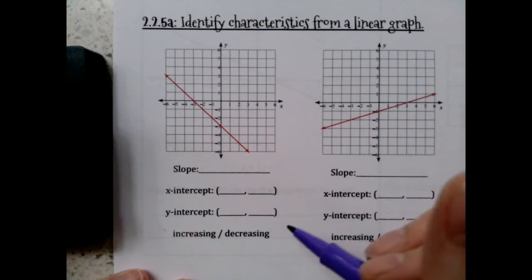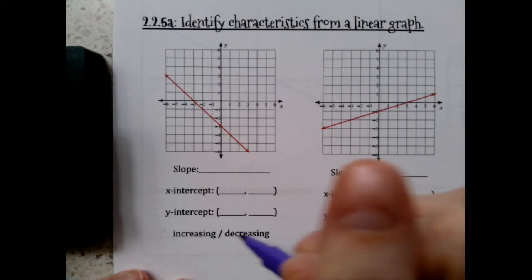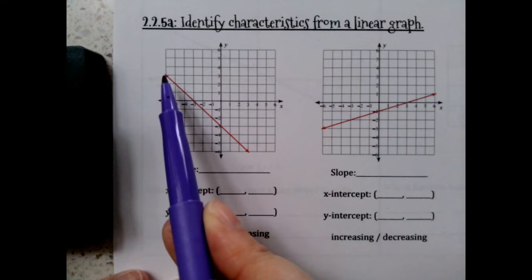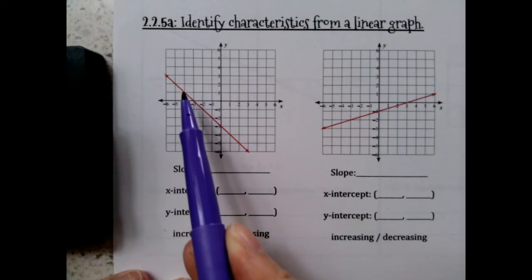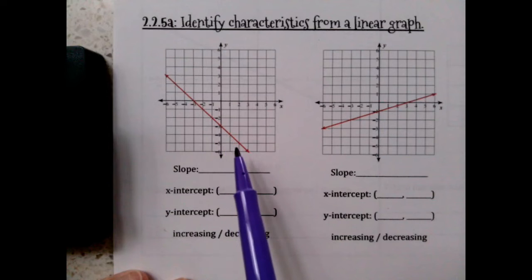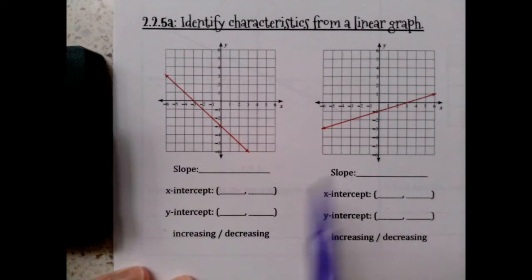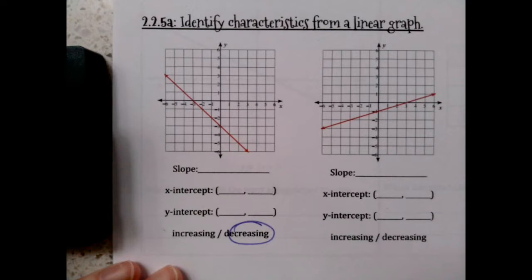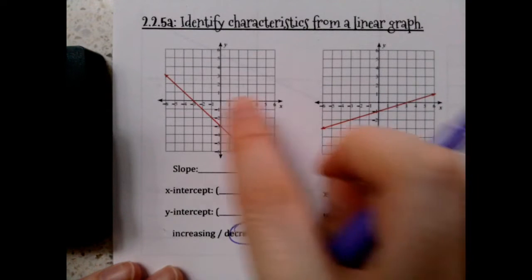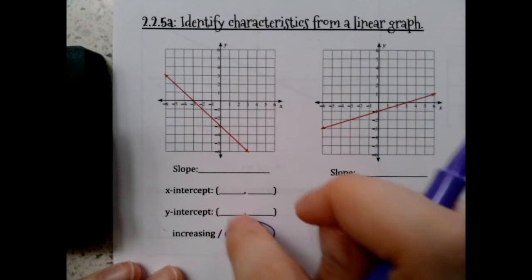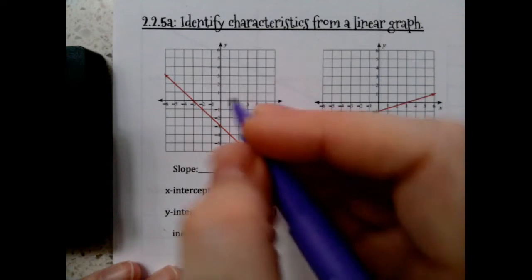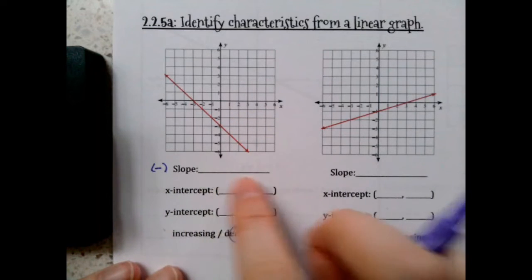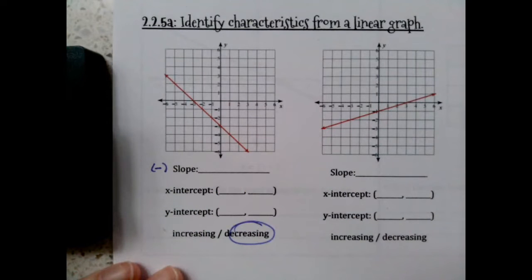The first thing that I think is the easiest is whether it's increasing or decreasing, because all you need to do is put your finger or your pencil on the line, trace it from left to right, and see if you're going up or down. We are going down, so this line is decreasing. Then I like to do my slope because that's related. If it's decreasing, I automatically know my slope is going to be negative. So I'm going to make a little note to myself to remember that it's negative.